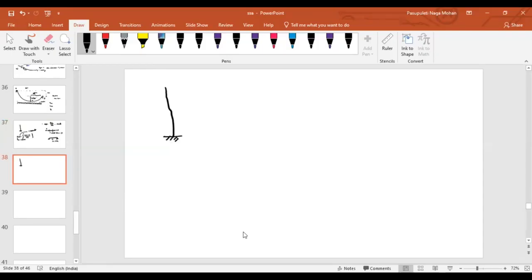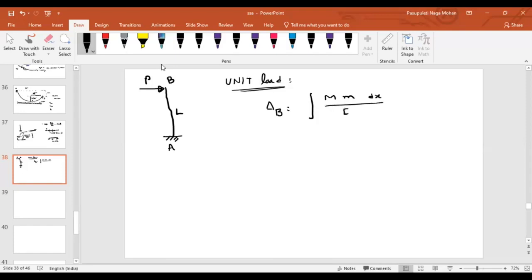Imagine this is truly vertical, even though it's not. There is a capital load P. Let us say the length is L, and the ends are A and B. If I want to apply the unit load method, can you tell me how we can apply it? If you want to find the deflection delta, that is nothing but the integral of capital M into small m into dx divided by E. Let us say EA is constant here.